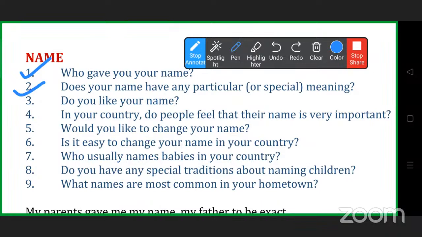That is, does your name have any particular meaning? I told you how to answer that. Do you like your name? Then why do you like your name? If you really like the sound of the name, or you like the meaning of the name, or you like it just because your family has given it to you, or you have some sort of story related to that, and that's why you like it.